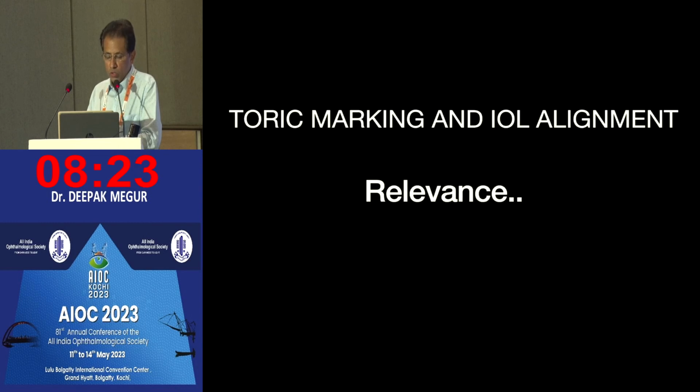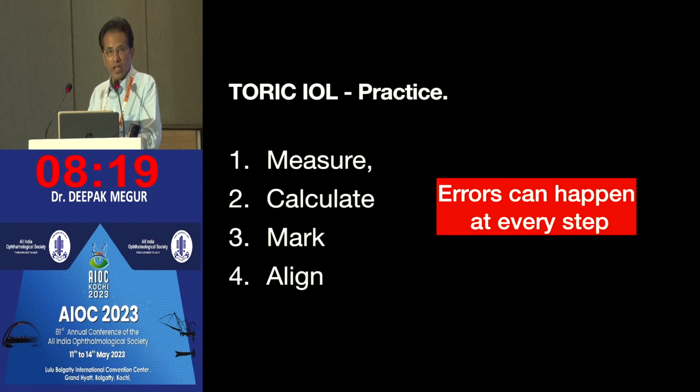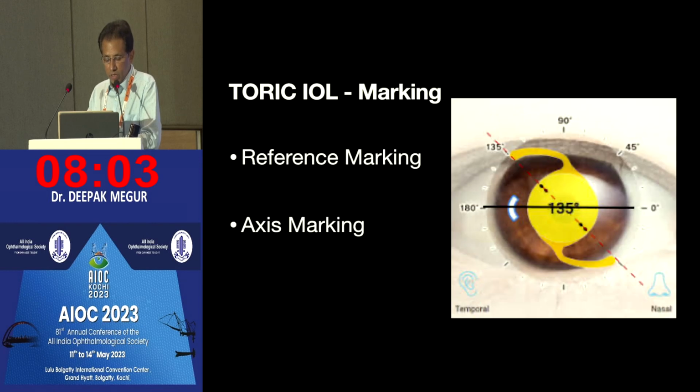And why do you have to be so conscious in getting your marking right? The relevance is, the error can happen at every stage. So when we measure, there can be an error, a calculation error, a marking error, and even during IOL alignment, final alignment, you can have an error. So it can happen at every step. These are the four stages at which error can happen.